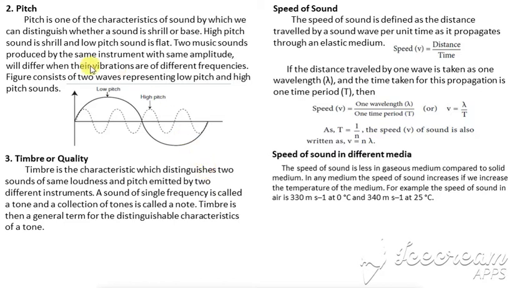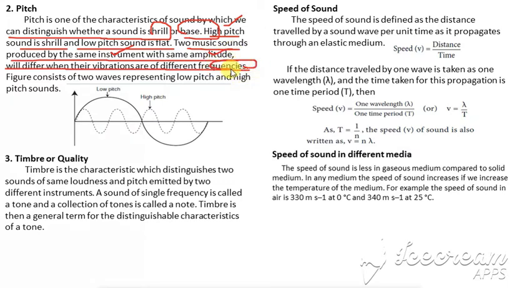Pitch is one of the characteristics of sound which can distinguish whether the sound is shrill or bass. So using pitch, they say whether it is shrill or bass. High pitch is shrill and low pitch is flat. Two musical sounds produced by the same instruments with the same amplitude will differ when the vibrations are of different frequency. So if two instruments produce sound with the same amplitude, they can still have different frequency.